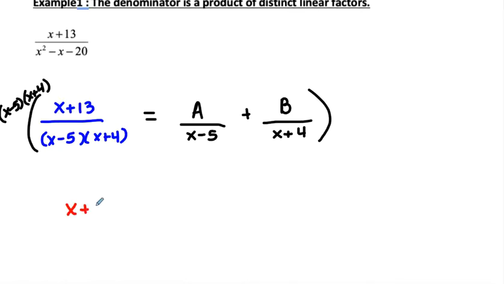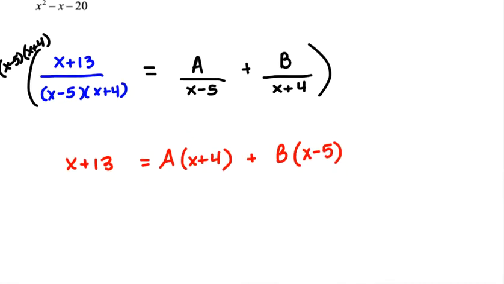So I would get x plus 13. And on the right side, I would get a times x plus 4 plus b times x minus 5. All right, now I'm going to simplify that. So I'm going to distribute my a and my b.